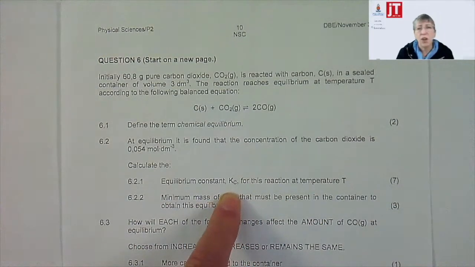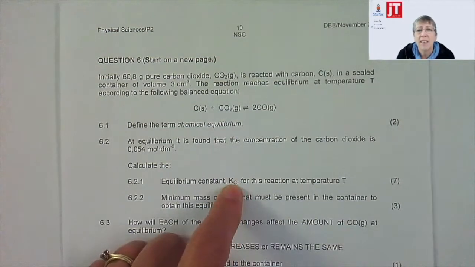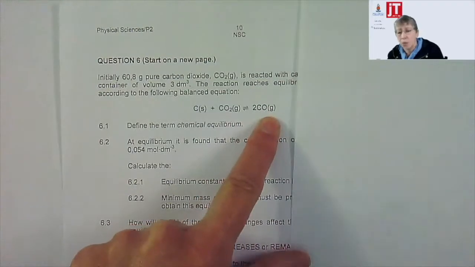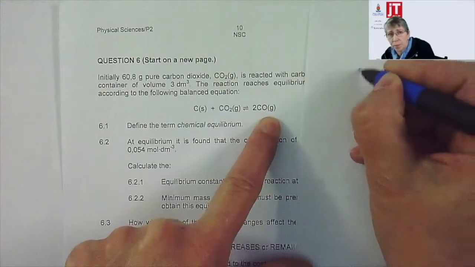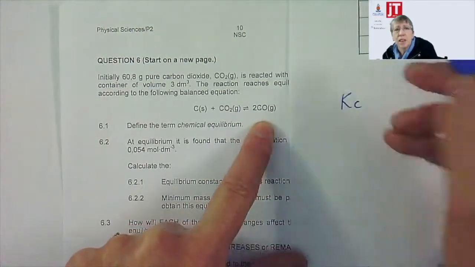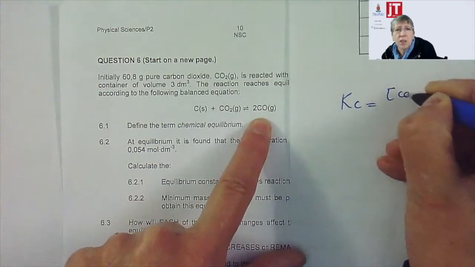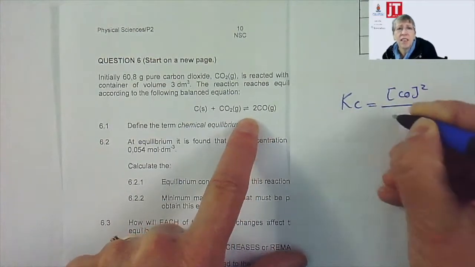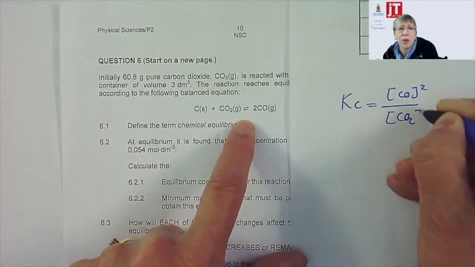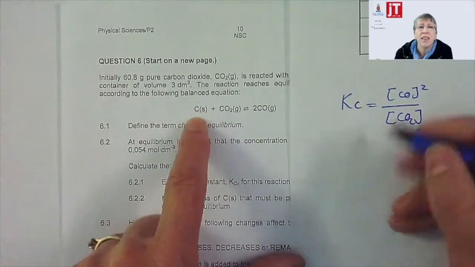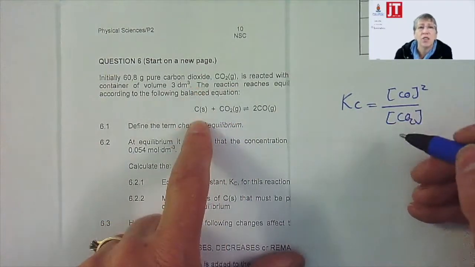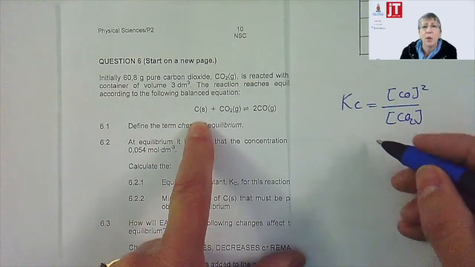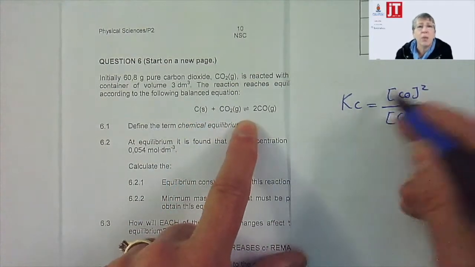Now, guys, if you are looking at this, they are talking about Kc. And for Kc, the Kc equation for that one would have been CO to the second divided by CO2, right? And remember, the solid does not come in, right? It's got a concentration of 1, so we are going to ignore that. So it is not in there.